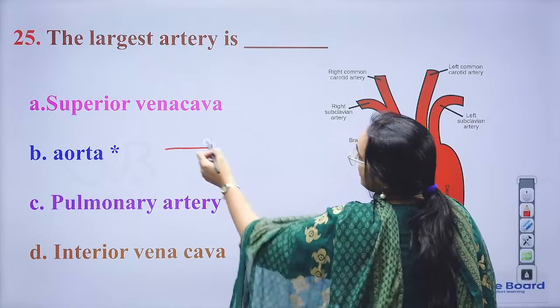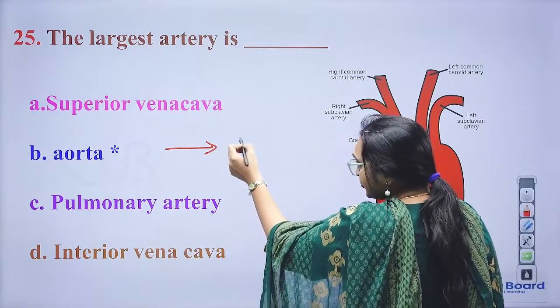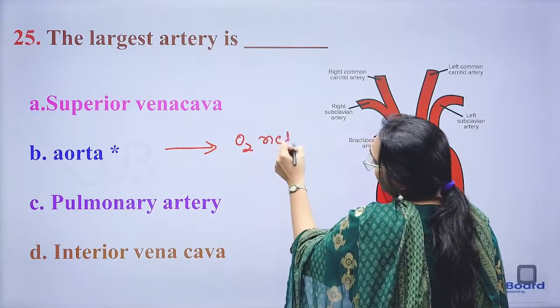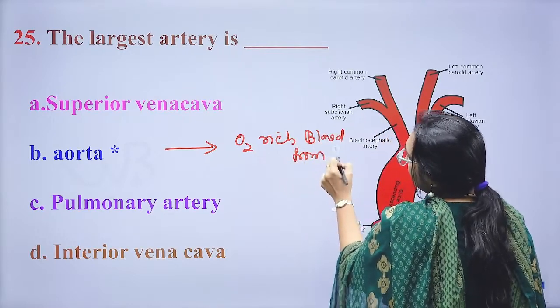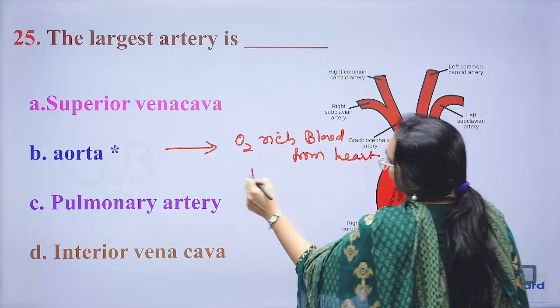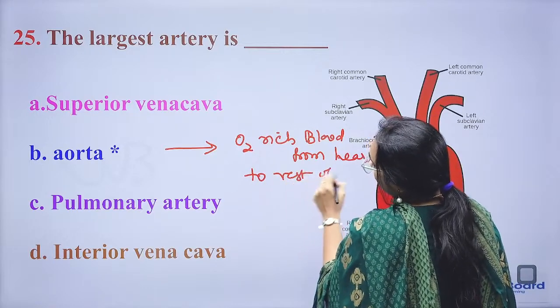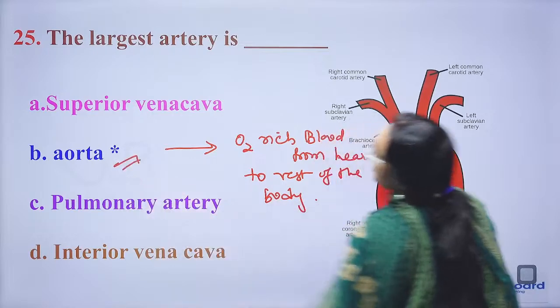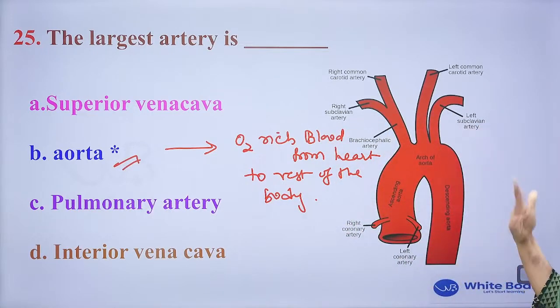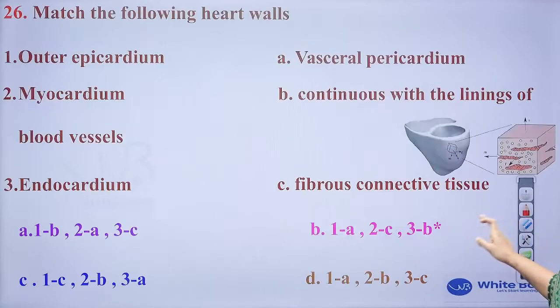Next, the largest artery is aorta, which supplies the oxygen rich blood from the heart to the rest of the body. Okay, so aorta is the largest artery which supplies blood to the rest of the body. So answer is B. 25 answer is B.